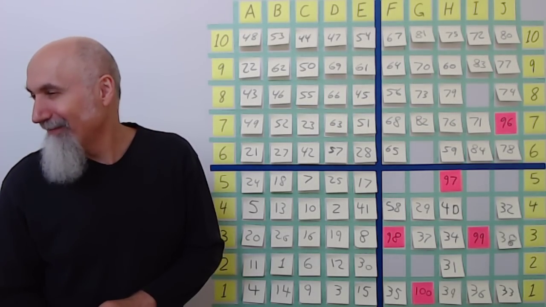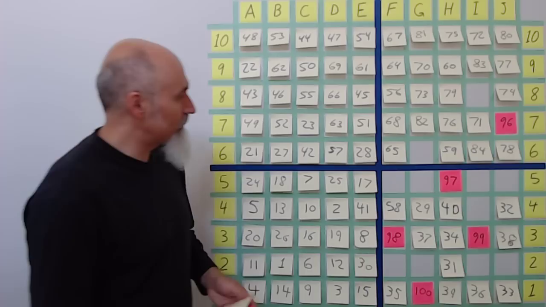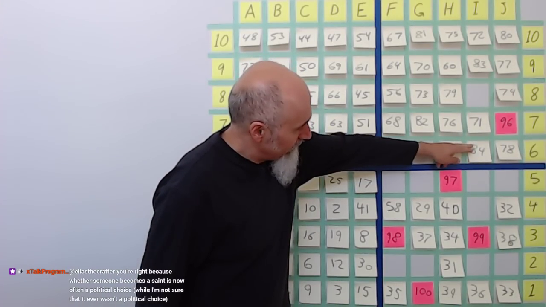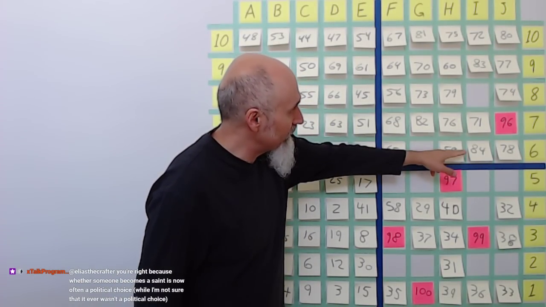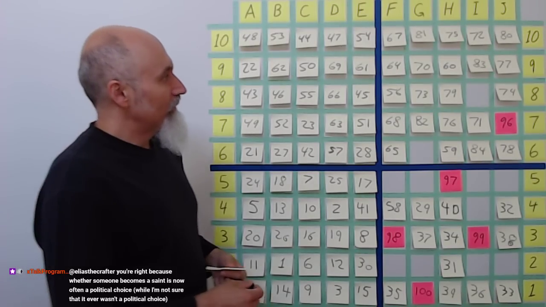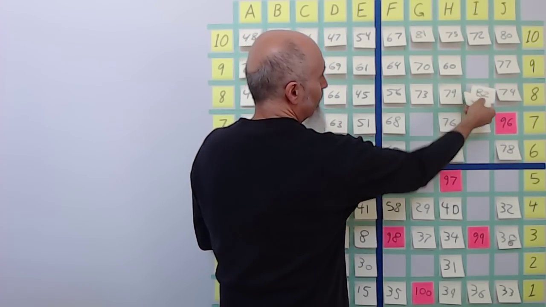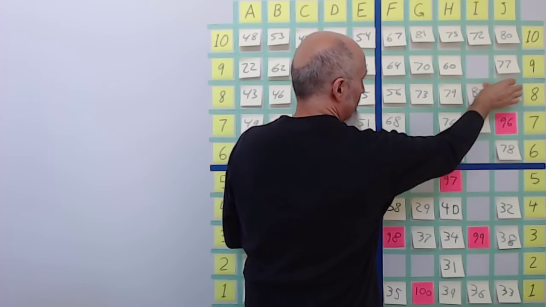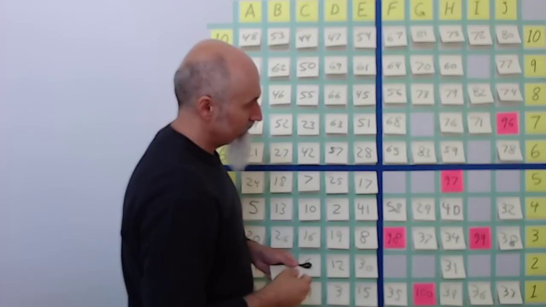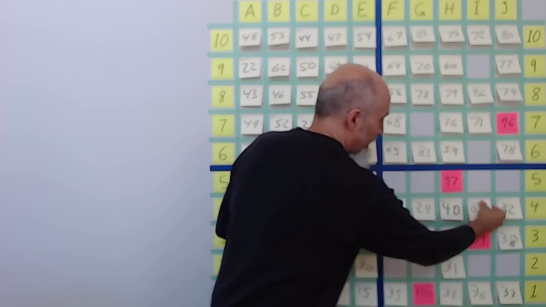Uh-oh. If that's 84, can't go, that's 73. Unless we come at it the other way. So if we're here, let's go back. 84, 83, 82. So what if we put 82 there? 82, 83, right? No choice. This has got to be 84.